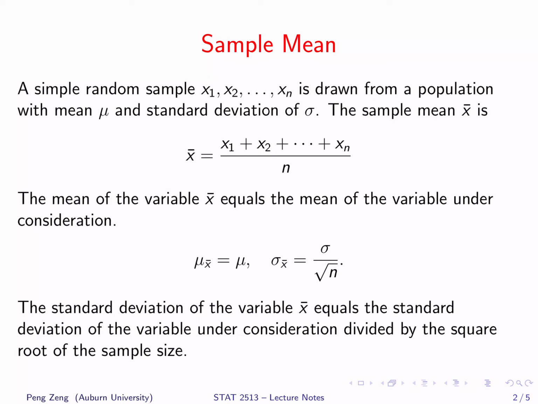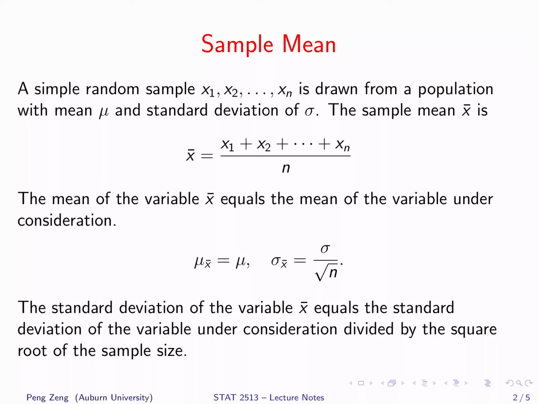Suppose that a simple random sample x1, x2, up to xn is drawn from a population with mean mu and standard deviation sigma. We can calculate the sample mean x bar. Recall that the sample mean is the sum of the x divided by the sample size n. The slide shows the formulas to calculate the mean and standard deviation of x bar.